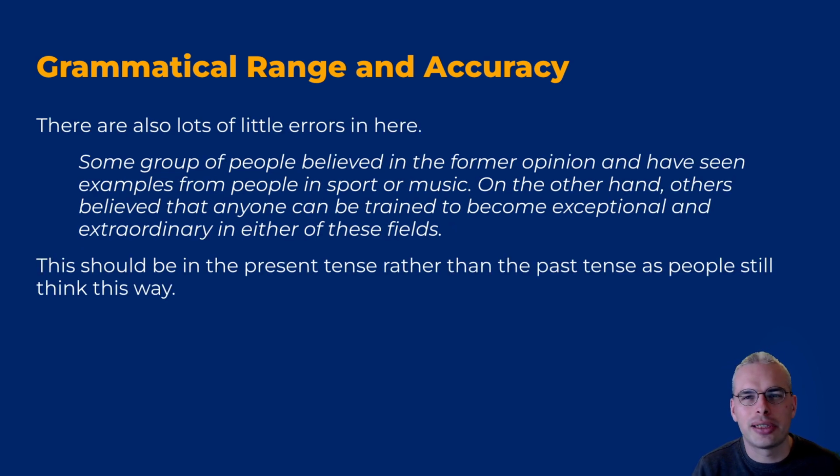I've also picked out a few sections where I thought there were maybe quite a few grammatical errors. So in this section, there's a lot of different problems with it. They say some group of people believed in the former opinion. I think this should be in the present tense, because if you say some people believed, it means they don't think that way anymore. So I wouldn't use believed here, I would use believe in the present tense. I would also not say some group of people, because I think you're talking about one group of people here. So I think you could just say some people, or one group of people would be fine for this.